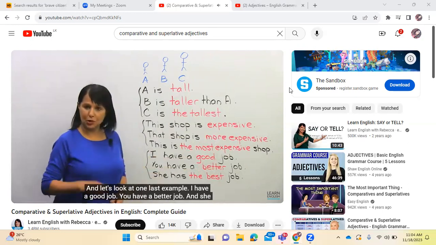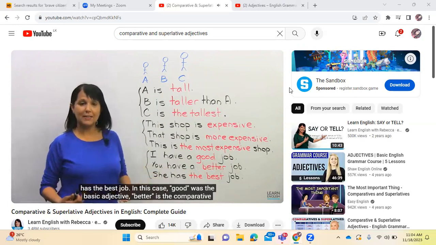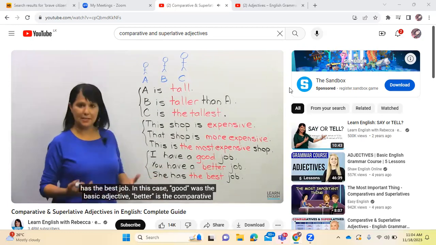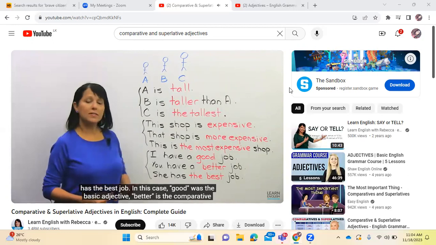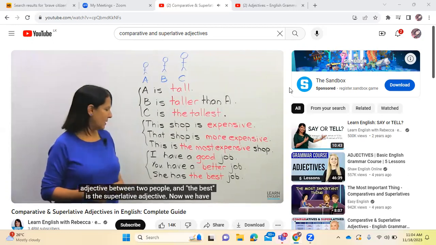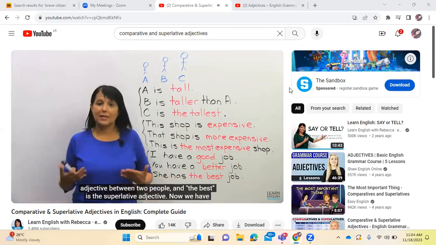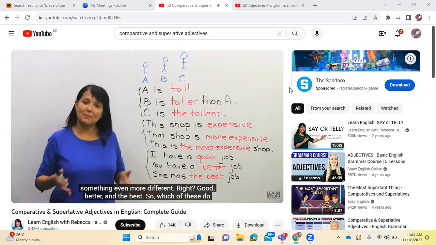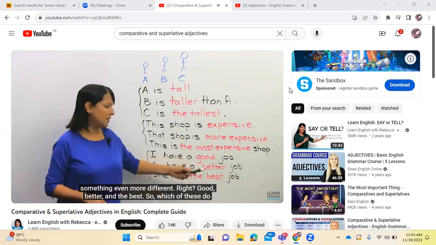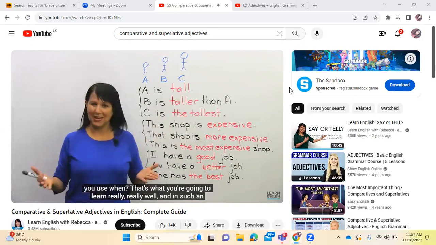You have a better job. And she has the best job. In this case, good was the basic adjective. Better is the comparative adjective between two people. And the best is the superlative adjective. Now we have something even more different, right? Good, better, and the best. So which of these do you use when?